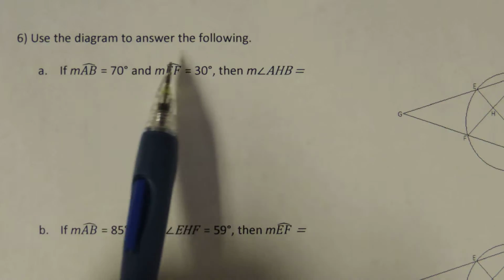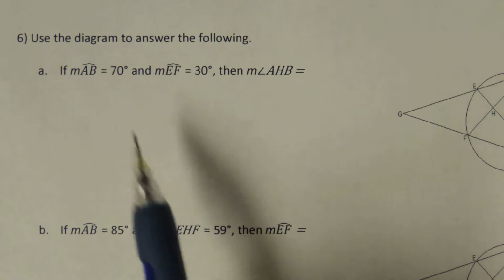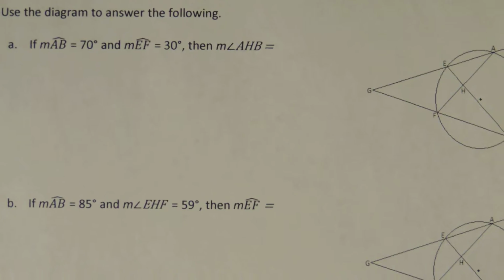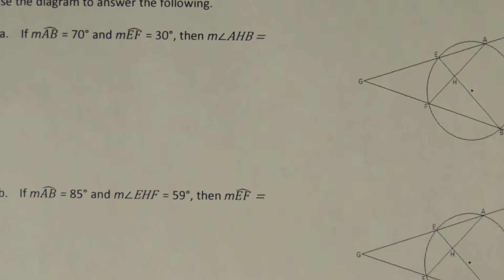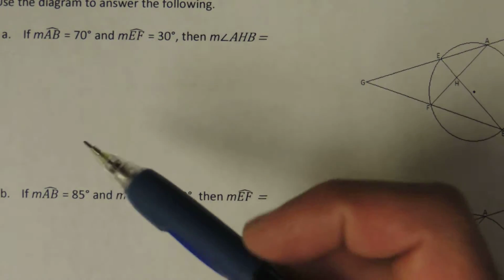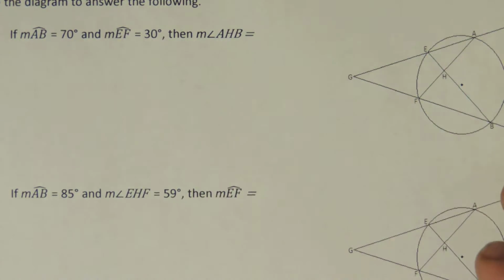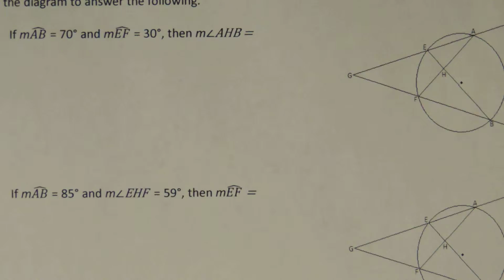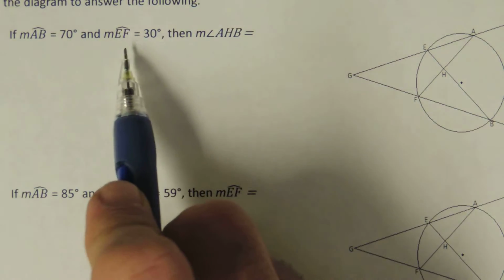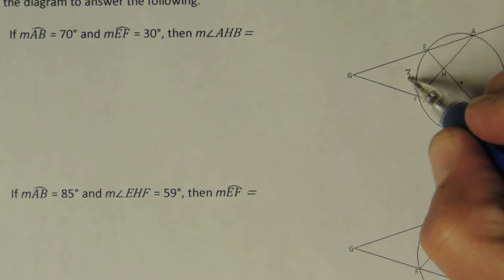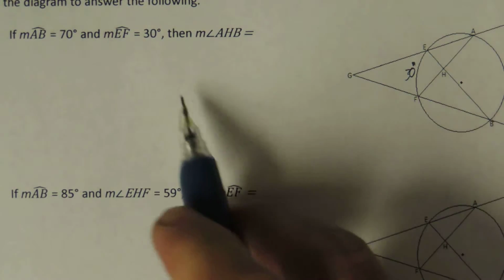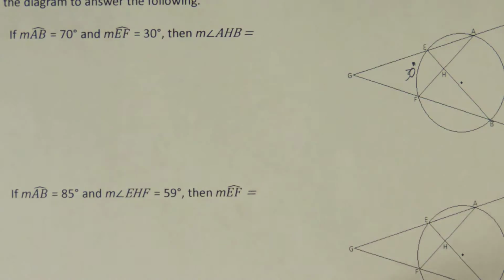Question 6 says use the diagram to answer the following. So first of all, if measure of arc AB equals 70 degrees, and measure of arc EF equals 30 degrees, then measure of angle AHB equals what?